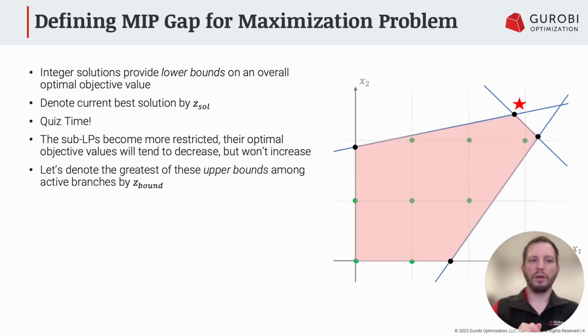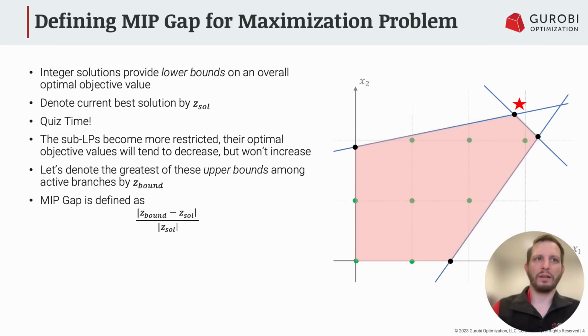So let's denote the greatest of these LP objectives, all these upper bounds among active branches, by Z bound. That means MIP gap is defined as the absolute value of Z bound minus Z sol, divided by the absolute value of Z sol. So it is the relative difference between Z sol, your current best solution, and Z bound, which is the largest of your upper bounds among active branches.